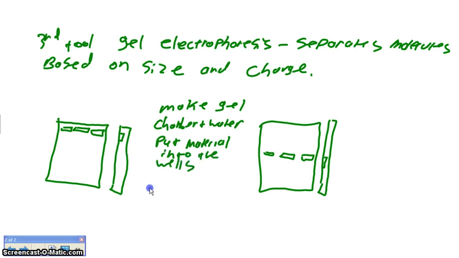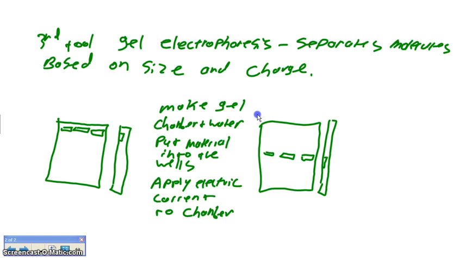And then we run an electric current through the chamber, through the water. So we apply an electric current to the chamber. So that's our fourth step. Apply electric current to the chamber. And what that does, so let's say that we have a molecule here.